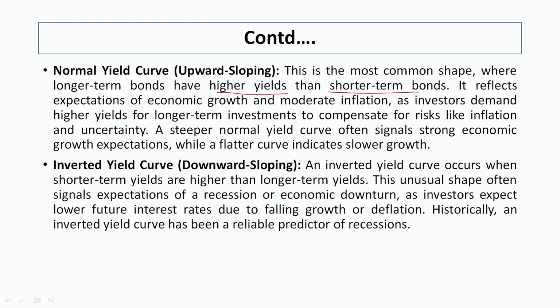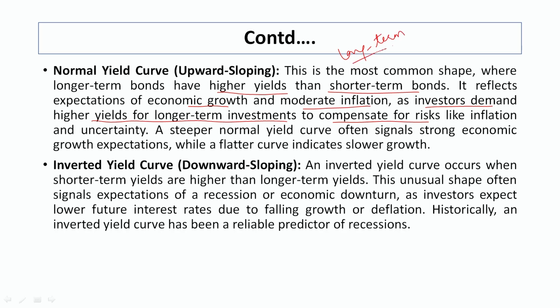But in case of short term bonds, there are chances that the yield curve may differ. It reflects the expectation of economic growth and moderate inflation, as investors demand higher yields for long term investment to compensate for risks like inflation and uncertainty. So, why is this particular curve upward sloping? The first characteristic of a normal yield curve is that it is long term.